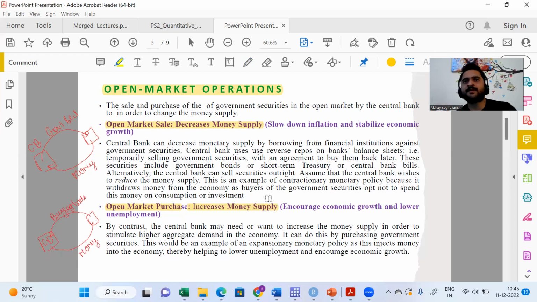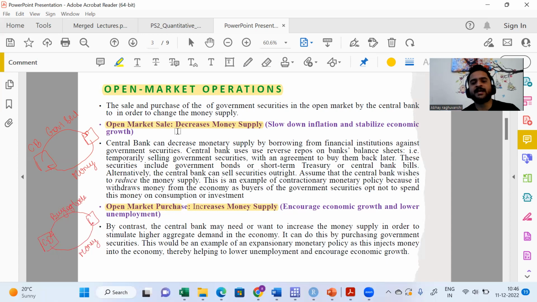And what is the purpose, and in which economic situations does the central bank go for an increase in the money supply? Let's suppose the economy is facing high unemployment, right? So the central bank wants to take some steps so that output can increase in the economy, and when there is more and more production in the economy, that would eventually lead to the creation of more employment, right?